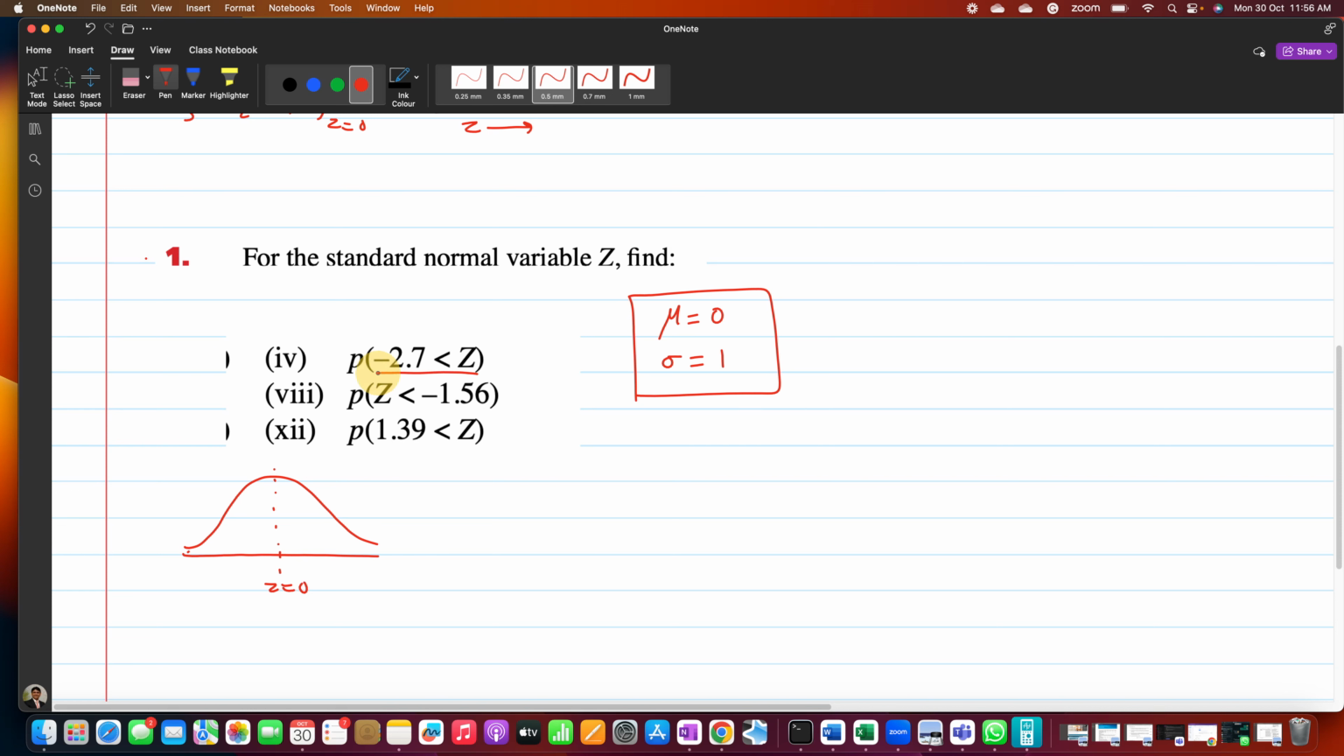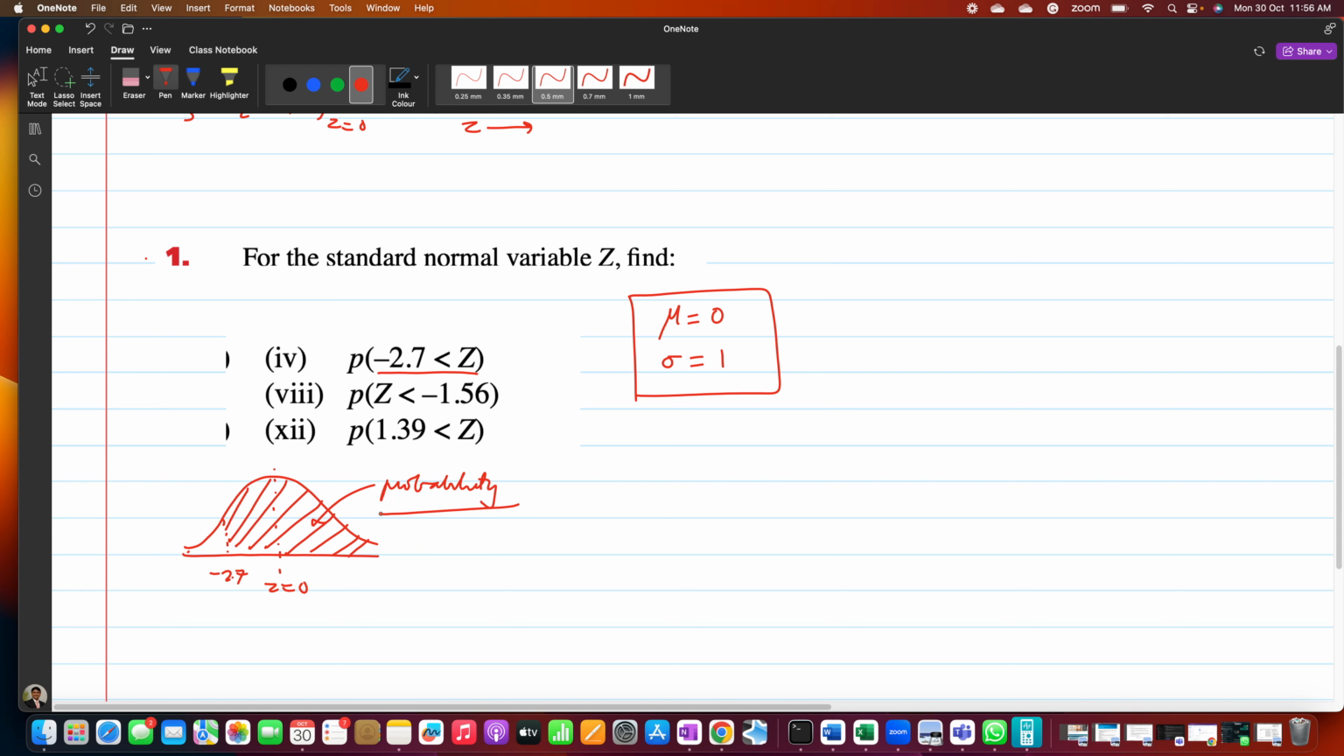Z is less than minus 2.7. So minus 2.7 will be here. Z is greater than minus 2.7. Sorry, Z is greater than minus 2.7. So this is the area that you are finding. And the area under the normal curve is the probability of getting greater than minus 2.7. Correct? So minus 2.7 is less than Z, or Z is greater than minus 2.7. And this is what we do.